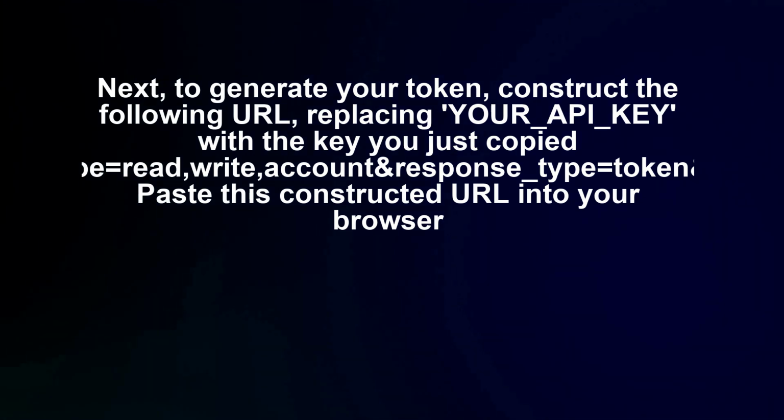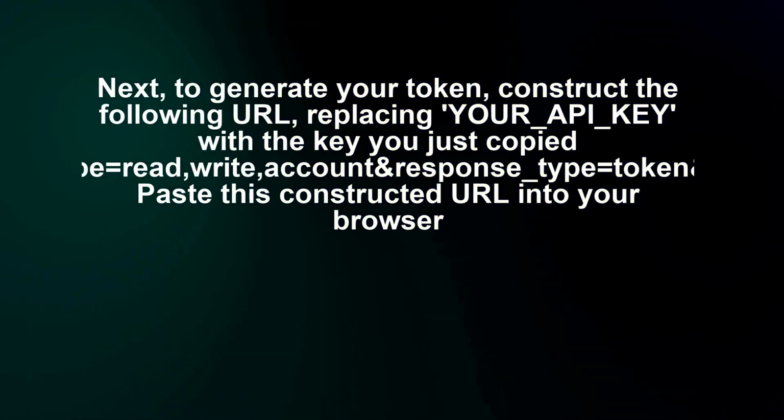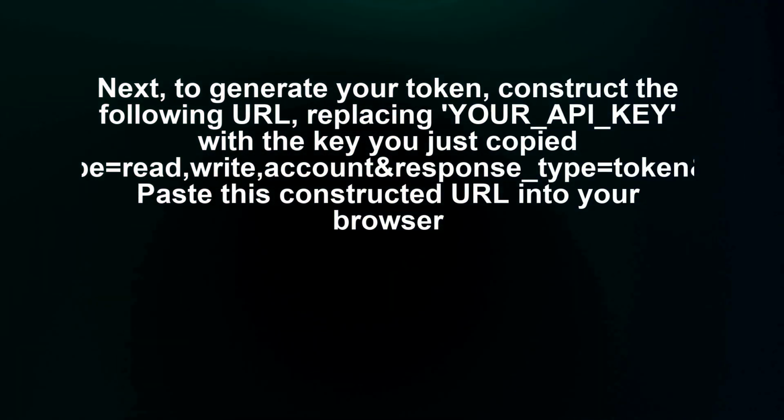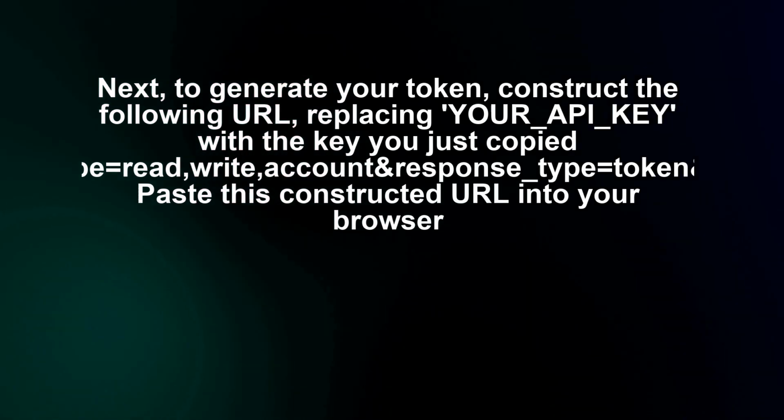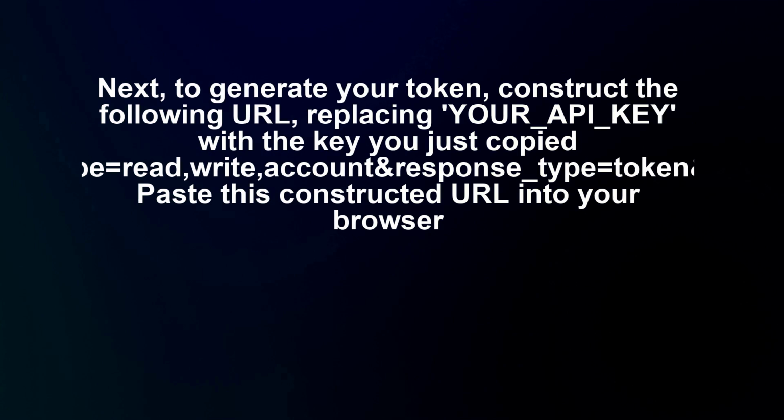Next, to generate your token, construct the following URL, replacing YOUR_API_KEY with the key you just copied. Trello.com/1/authorize?expiration=never&scope=read,write,account&response_type=token&name=YourAppName&key=YOUR_API_KEY.